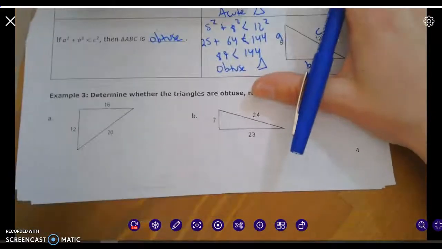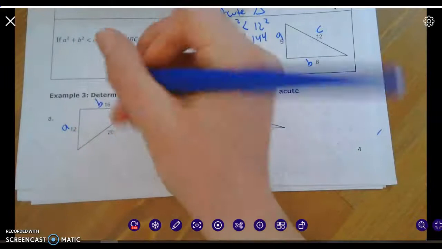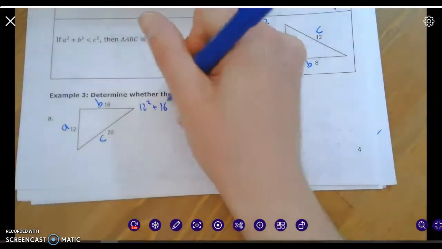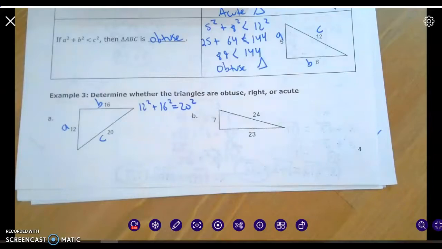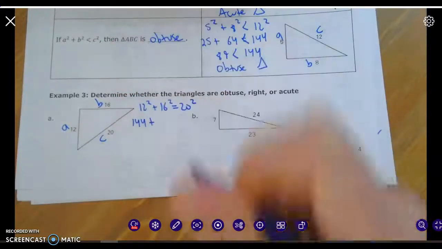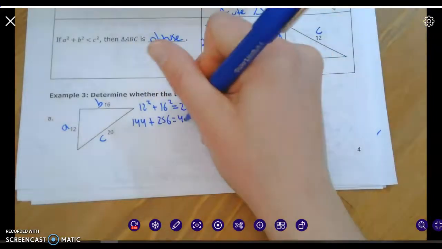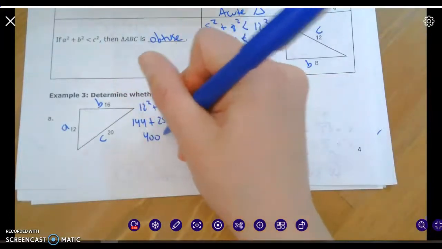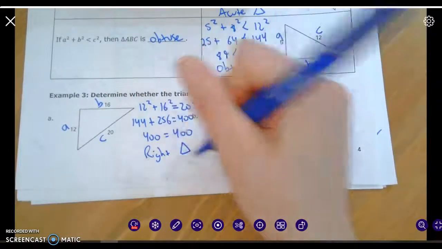Okay, looking at the two examples down here, same thing. So we're going to label the two short sides A and B, and the longest side is C. So we have 12 squared plus 16 squared, and I'm just going to use equals for now, and then change it depending on what happens. So 12 squared is 144, and then 16 squared is 256, 20 squared is 400. So if we add these two up, 400 equals 400. So this would be an example of a right triangle.